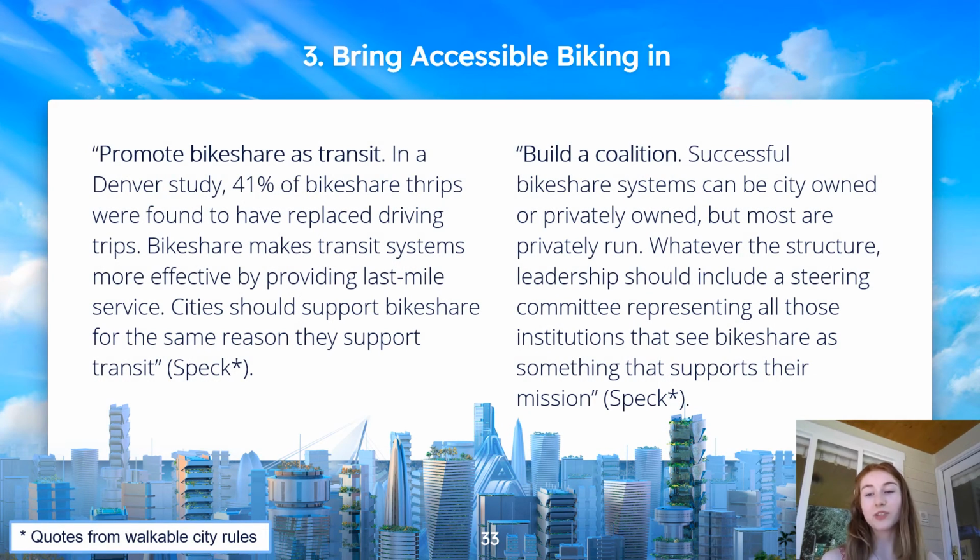So the third step in transit in this area is to bring accessible biking into the city. So by promoting bike share as transit and building a coalition of bike share programs, Jeff Speck outlines this in his book, Walkable City Rules. And you can read these if you want and pause them. They're really interesting because they explain how bike share and biking can improve the way people get around the city and make transportation more accessible to people who maybe don't have a car or people who don't want to have a car.